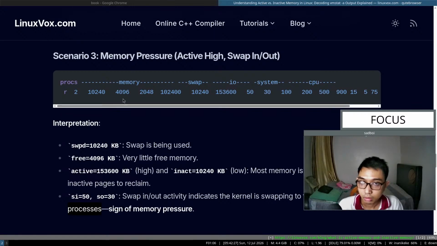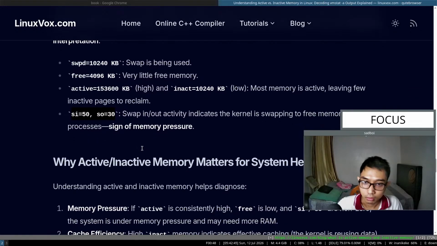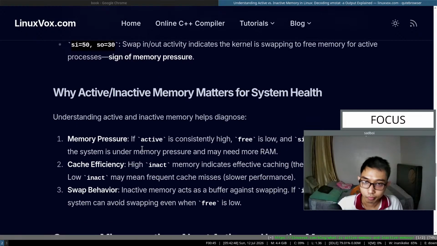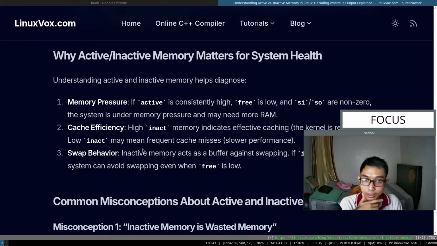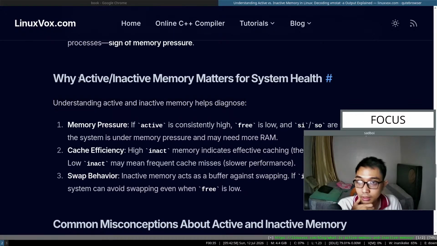Okay, so maybe we only use swap if the free memory is not enough. Is that it? We are swapping to this if the free memory is not enough. Maybe. I'm still not sure. I'm still trying to figure things out.